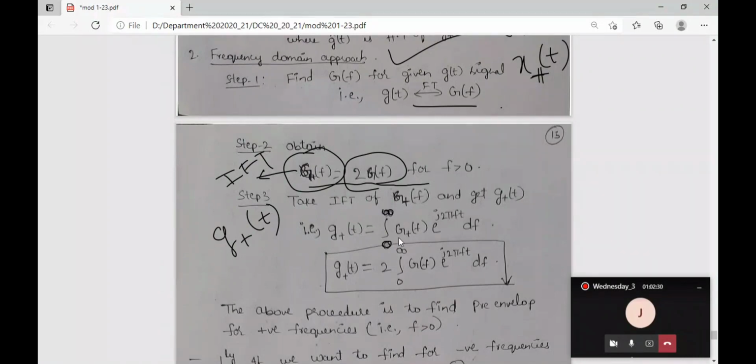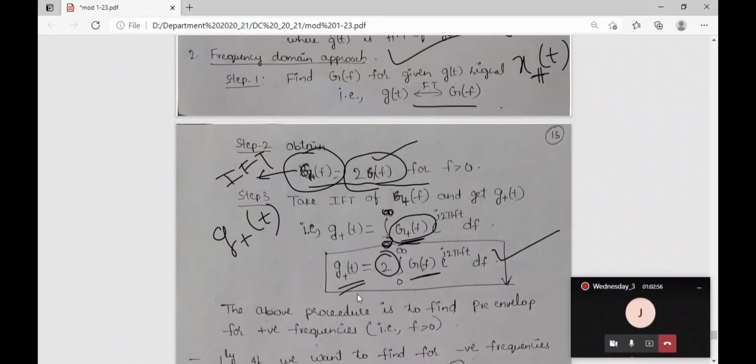I have taken the limits from 0 to infinity only because this function exists only for the positive frequencies. So G plus of F e power j 2 pi f t df. In place of G plus of F, I can directly substitute 2G of F. 2 is a constant, so I've taken it out. Using this, you'll get G plus of T.